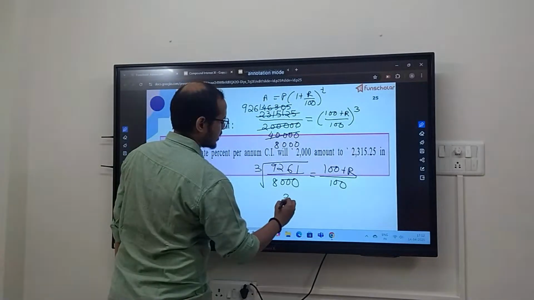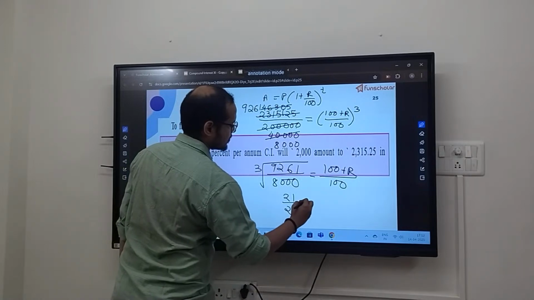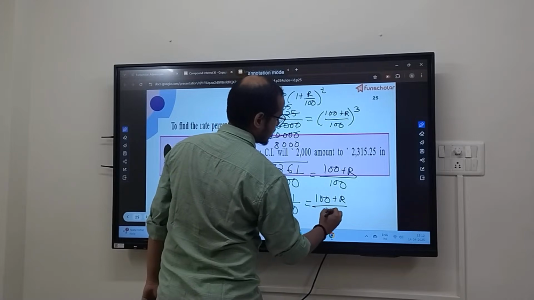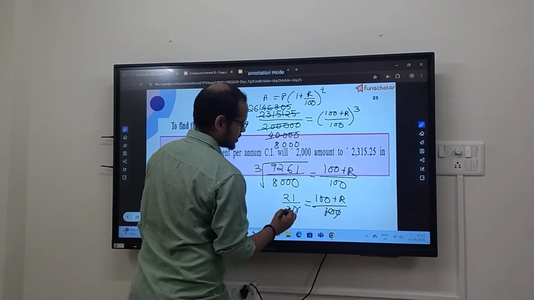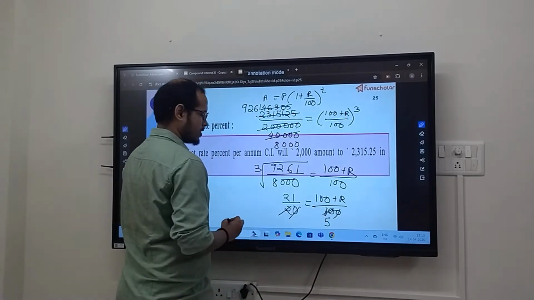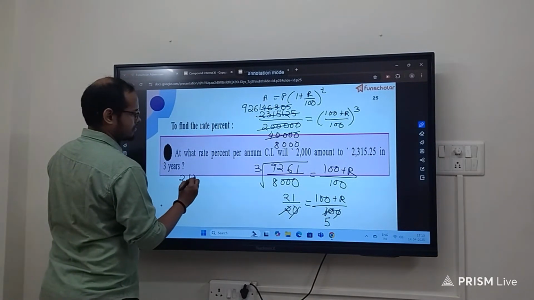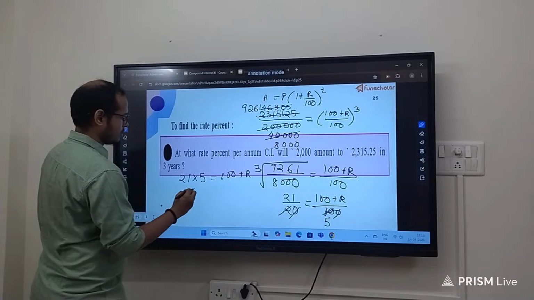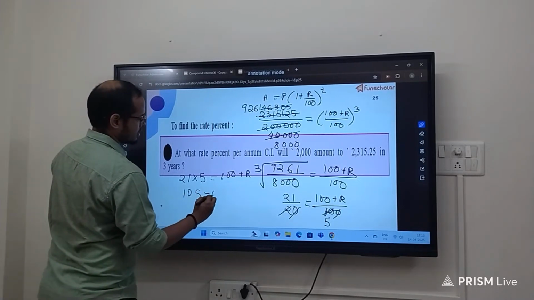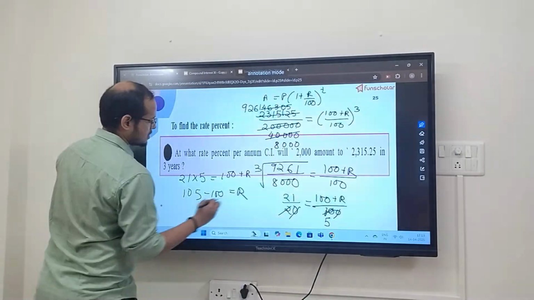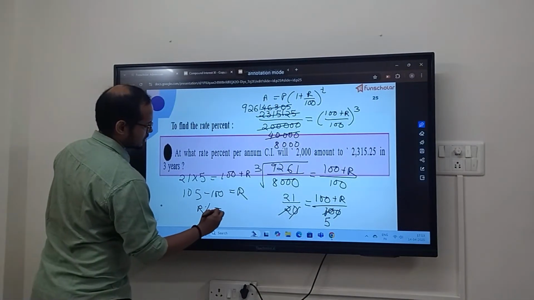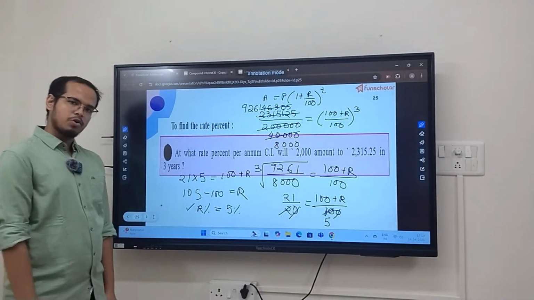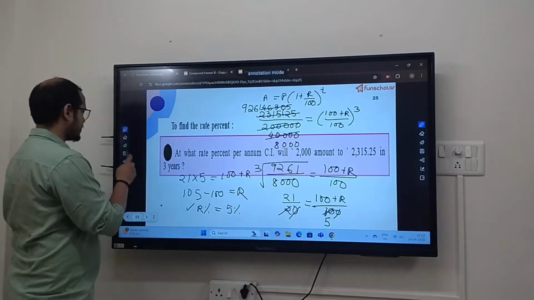Okay. This is 21 by 20 is equal to 100 plus r by 100. So this and this gets cancelled, this and this gets cancelled by 5. So 21 into 5 is equal to 100 plus r. So 105 minus 100 is equal to r. Then the rate percent here is nothing but 5. So this is going to be our answer for this particular question. Okay, let's go on to the next one.